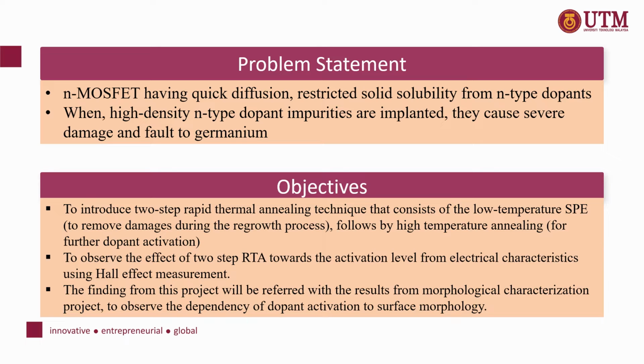The objective of this project is to introduce a two-step rapid thermal annealing technique that consists of low temperature SPE followed by high temperature annealing for the dopant activation. Then, to observe the effect of two-step RTA towards the activation level from electrical characteristics using Hall effect measurement. Lastly, the findings from this project will be referred to with the results from the morphological characterization project to observe the dependency of dopant activation on surface morphology.